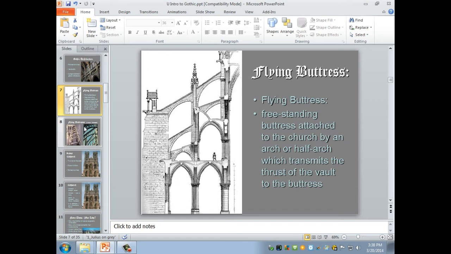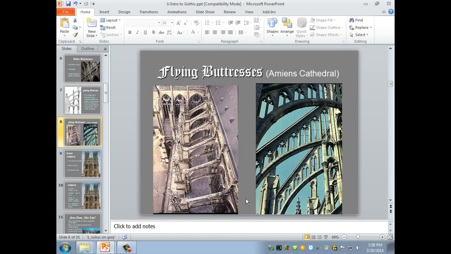And here, you've seen a diagram, here are the details of some of the flying buttresses at Amiens Cathedral. And here, as you see, this is mostly a 13th century church, so high Gothic, as we say. And you can see the buttresses here are so perforated.